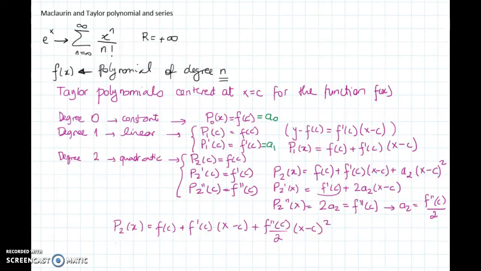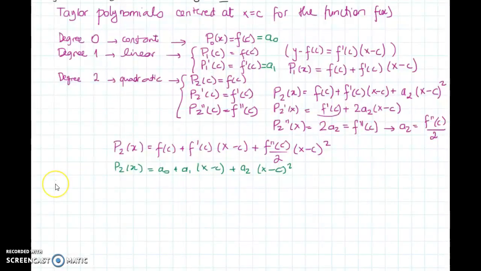So we are saying so far P2 of x is A0 plus A1 times (x minus c) plus A2 times (x minus c) squared. Let's find the next polynomial. Now we are talking about a cubic polynomial, degree 3, and guess the conditions we have. P3 at c has to take the same value as the function. Its first derivative has to be the first derivative of the function, and so on.